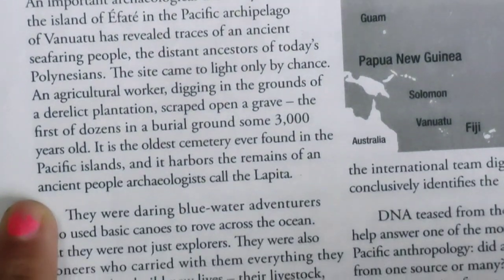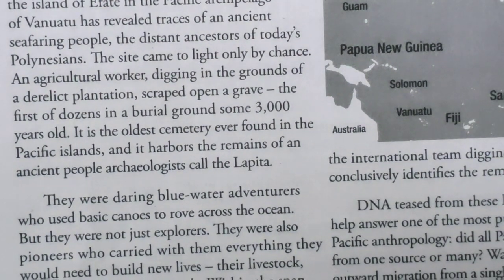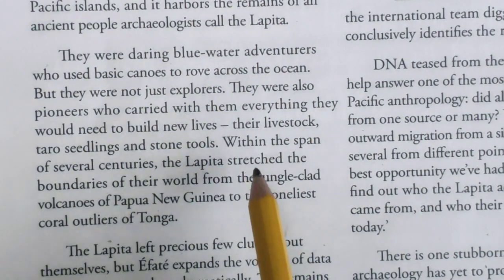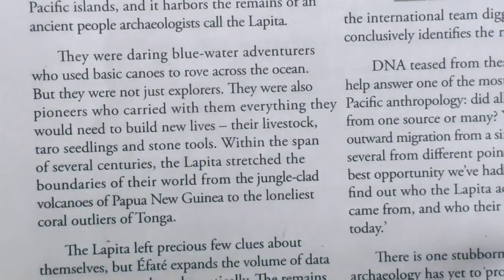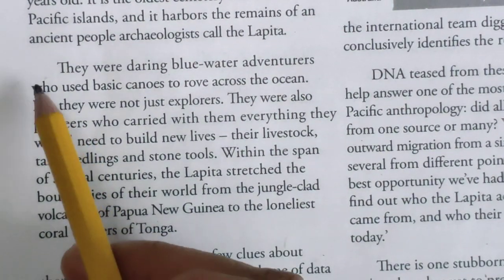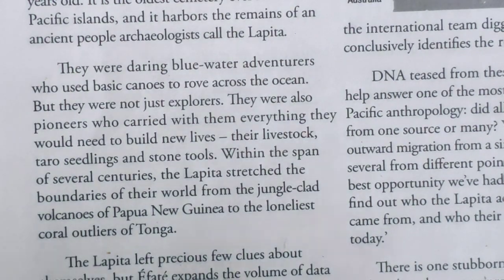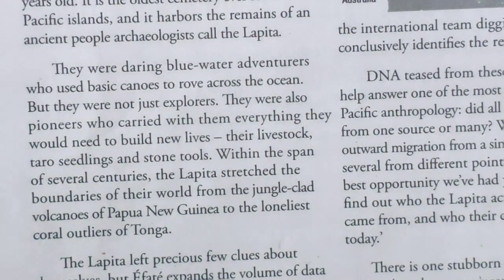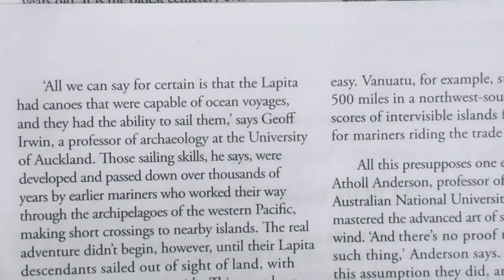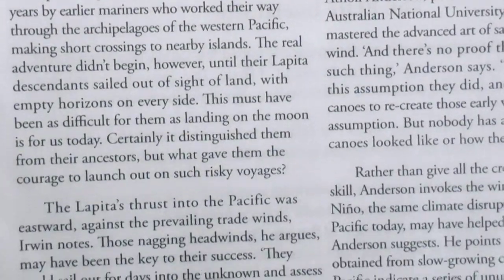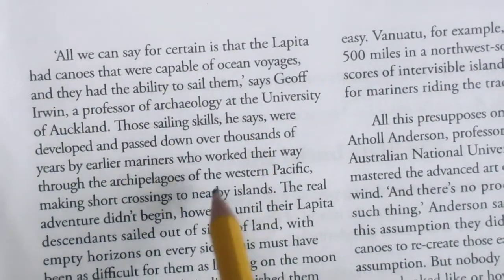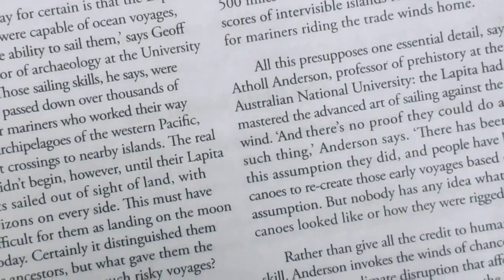This reading has been divided into this kind of paragraphs. You can see they have divided the passage into small paragraphs without any naming, unlike other passages that have A, B, C, D. So this is a different kind of paragraph. The second page is like this, and we have to read it like this, and then this, and then that.